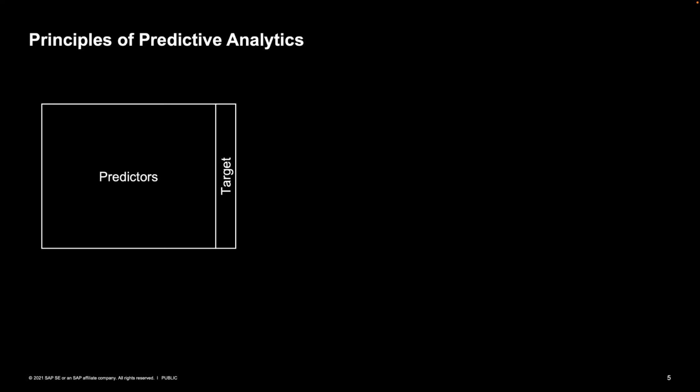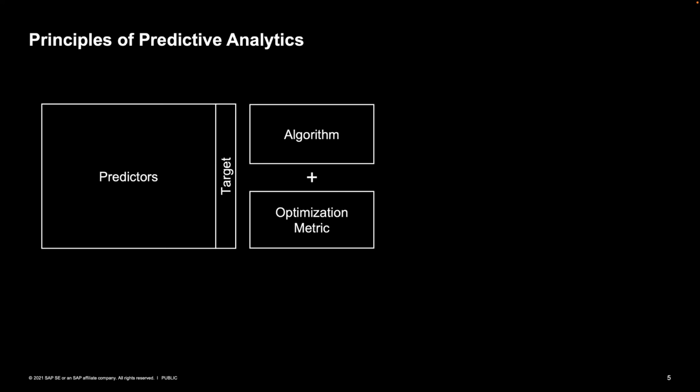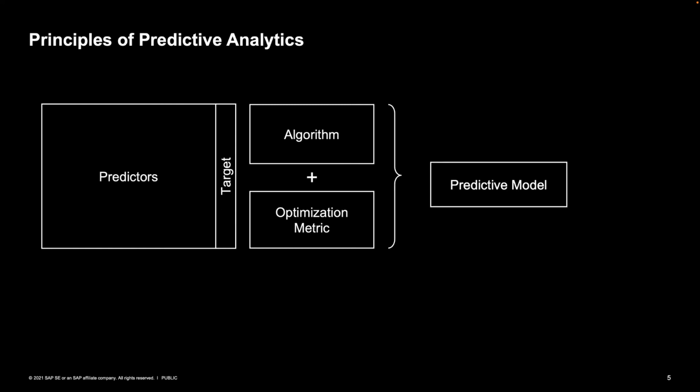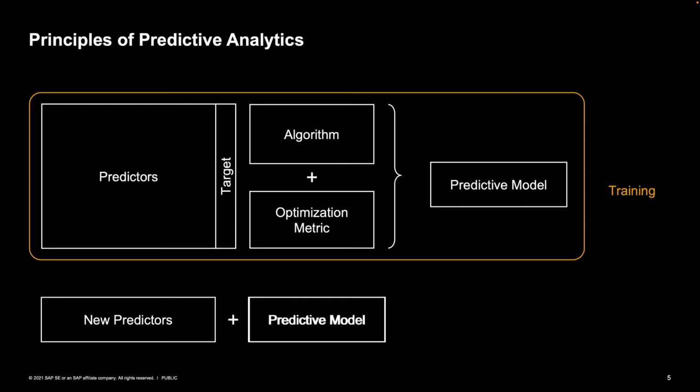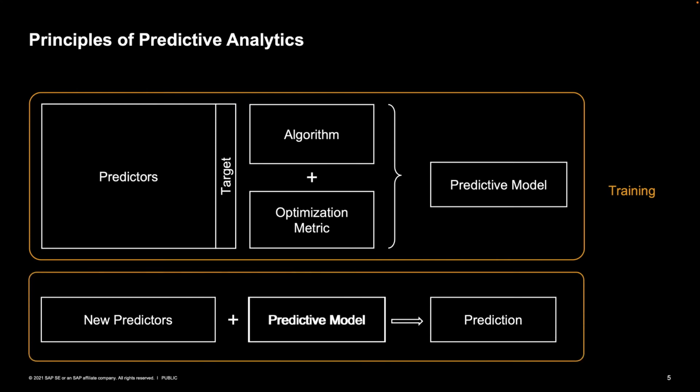We have two phases. Phase 1, from a dataset that contains predictors and a target, we estimate a predictive model by using a given algorithm and an optimization metric. This is called the training phase. Phase 2, we execute the predictive model on a set of new predictors to get the prediction. This is called the production phase.